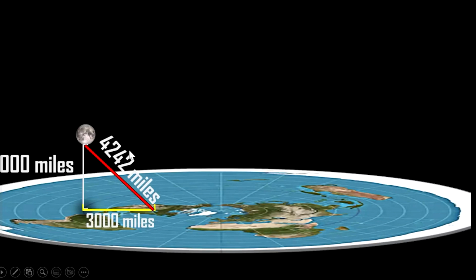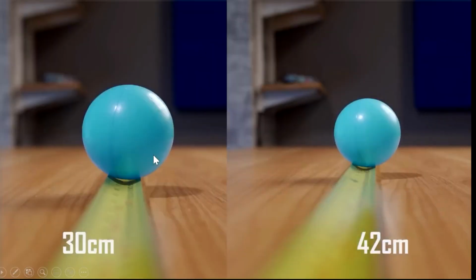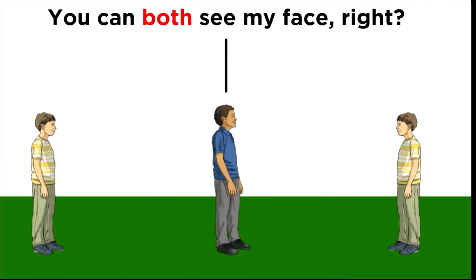But that's a problem, because there's going to be some issues. You'll notice there's two balls here, and if one ball is 30 centimeters away and the other ball is 42 centimeters away, which would be the scale on that, then you'd have a major issue, because you'll start to notice that the 42 centimeter away ball is going to be smaller than the 30 centimeter away ball. And that's not how it works. That's not reality. That's not what we observe in the sky.